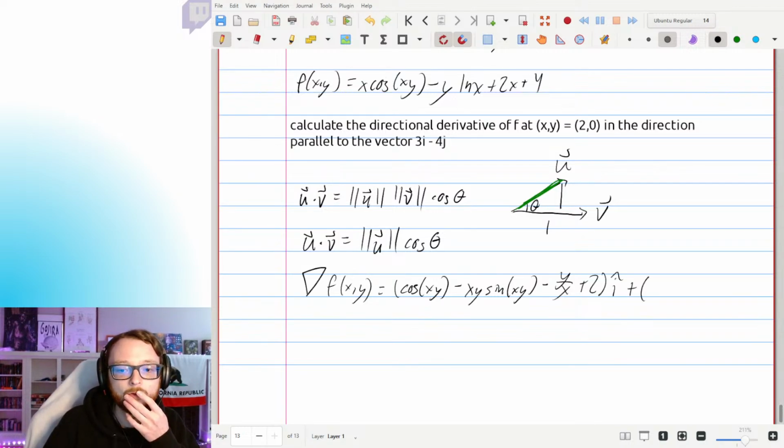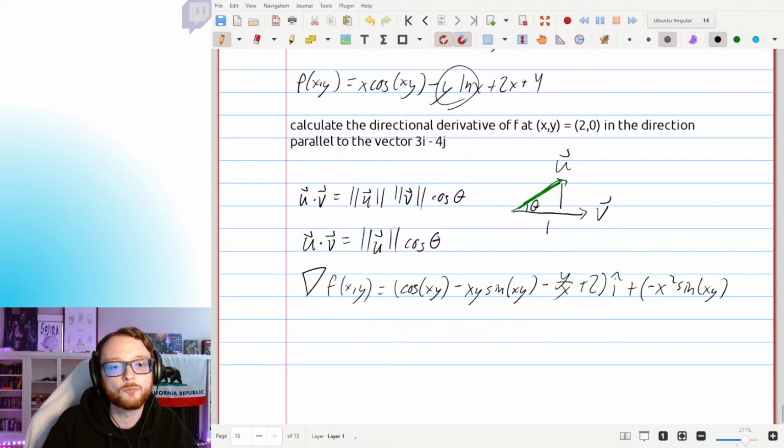Then plus the partial with respect to y in the j direction. So this has a y in it. The x comes out front because of the chain rule. We need a negative in front because of cosine becoming sine. And then this becomes just ln x. And then the rest goes to 0. So that's our gradient.